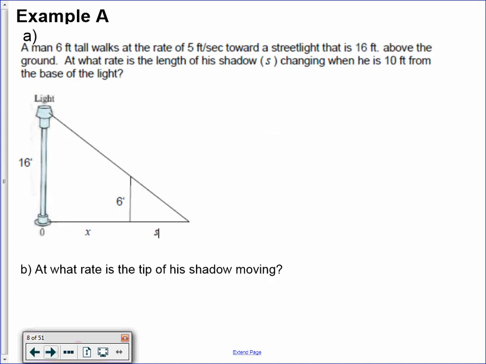Okay, so this is the famous shadow problem. So in this problem, a man 6 feet tall, I'll make him look more like a man, short legs there, walks at a rate of 5 feet per second toward a street light that is 16 feet above the ground. At what rate is the length of his shadow changing, and they labeled that s already, when he is 10 feet from the base of the light?